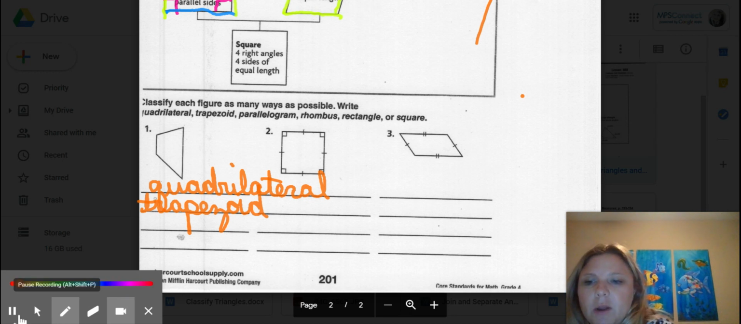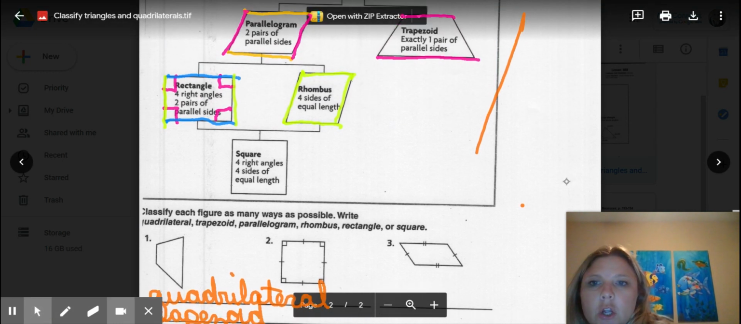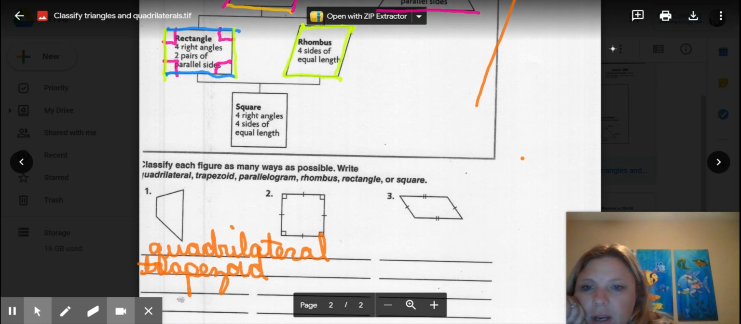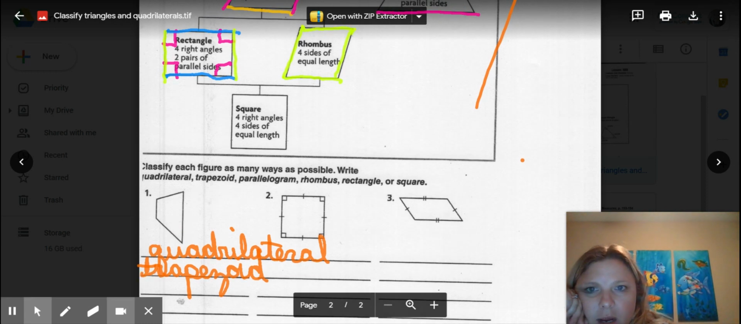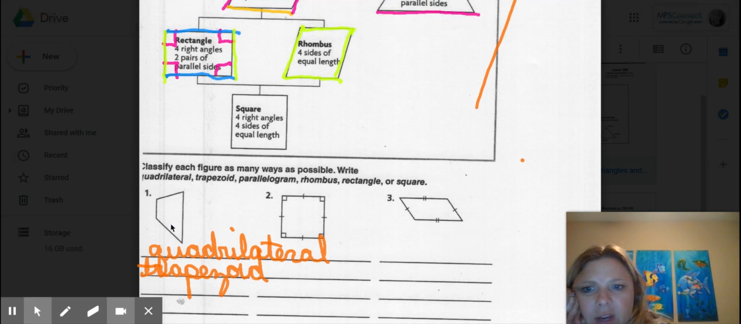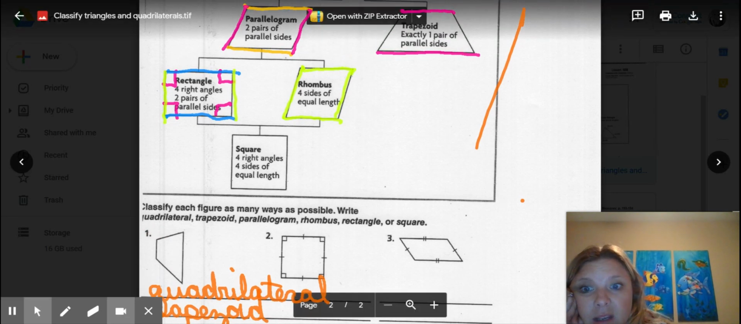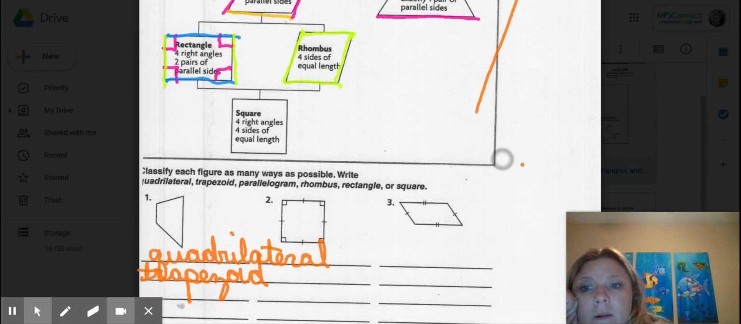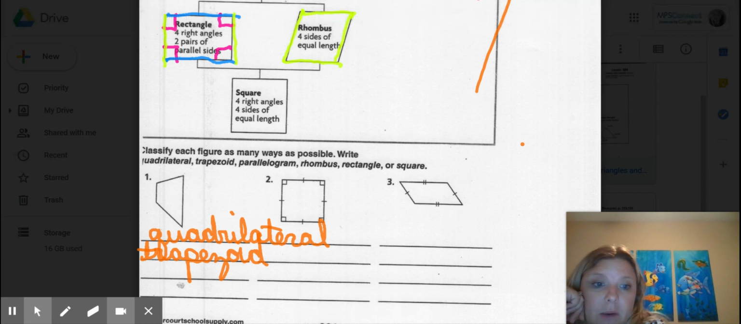Okay, I'm going to look at the rest of these characteristics and see if they can qualify. Could it be a rectangle, which means it has four right angles? Well, I'm looking at this, and this is definitely not a right angle right there. So no, it can't be a rectangle. Rhombus, four sides of equal length. Well, I know that this one's much shorter than this one, so it can't be a rhombus. And then equal sides, equal length, it can't be a square. So this image right here can only be a quadrilateral and a trapezoid.